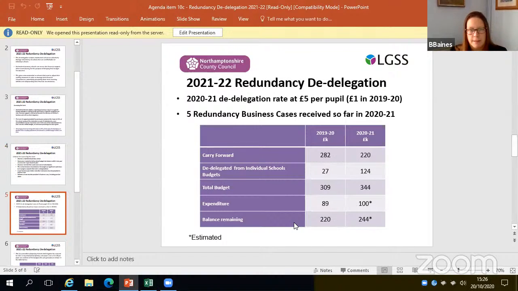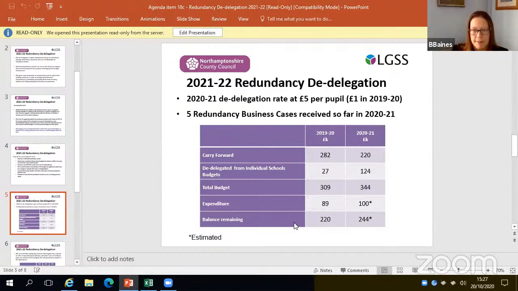So in 2021, the dedelegation rate per pupil was £5. It was £1 in 1920 because there was a surplus at that point of setting the 1920 budget. So we came back up to the usual rates in 2021 of £5 per pupil. We've received 5 redundancy business cases so far in 2021. Some of those are still ongoing to be resolved. And we currently predict that there'll be again a similar underspend at the end of 2021 to that there was at the end of 1920.